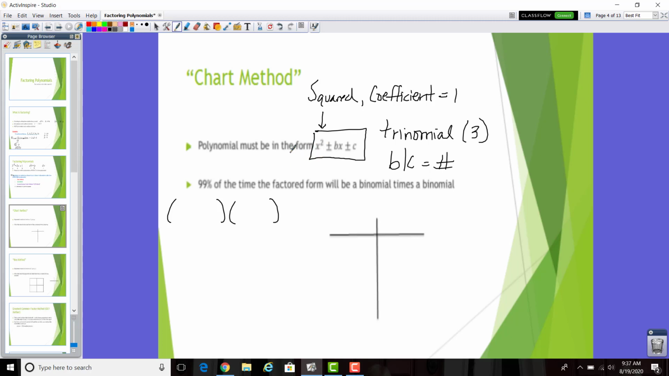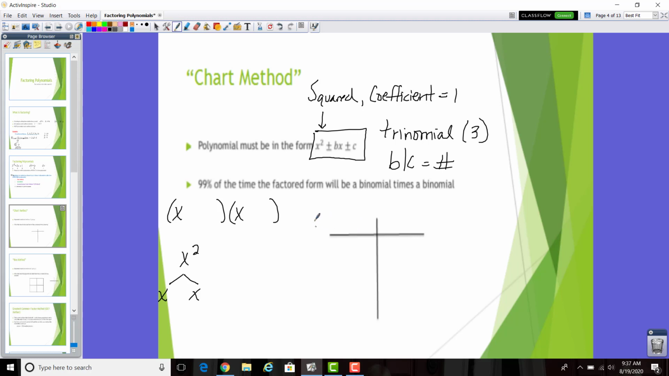Because our first term is x squared, the only way that x squared can be split up besides one in itself is with an x and an x. So we're going to know what these binomial factors are going to start with. They're going to start with a singular variable of that squared term. To determine what goes behind those x's, this is where the chart comes in. I use this chart to help me determine.